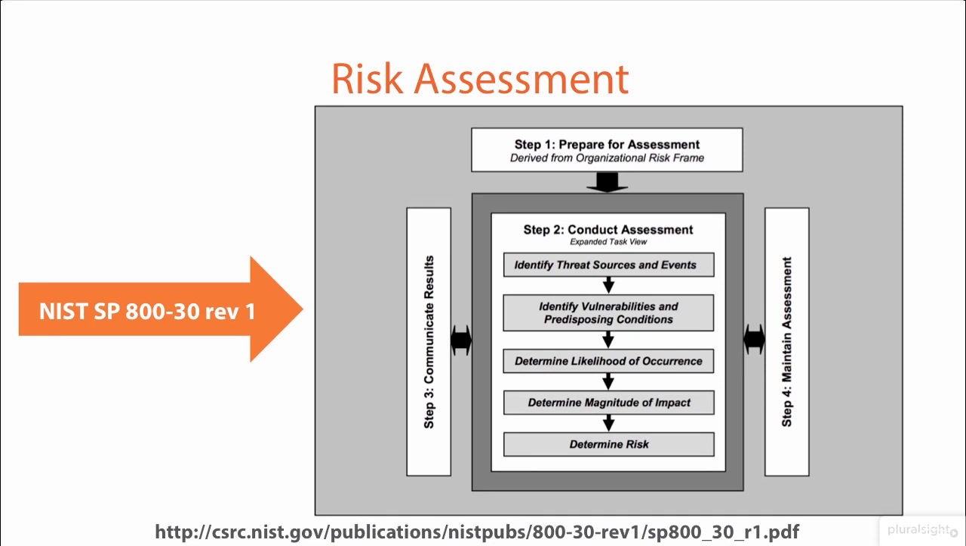Now in step 2, this is where a lot of the work needs to get done. And so you can see, with conducting the assessment, the first thing we need to do is start to identify what our threat sources are and what events they can create. So these are our threat agents and the type of actions that are going to happen. So heavy rain, or let's use high winds. High winds can produce a power outage. Heavy rain can produce flooding and create outages that way.